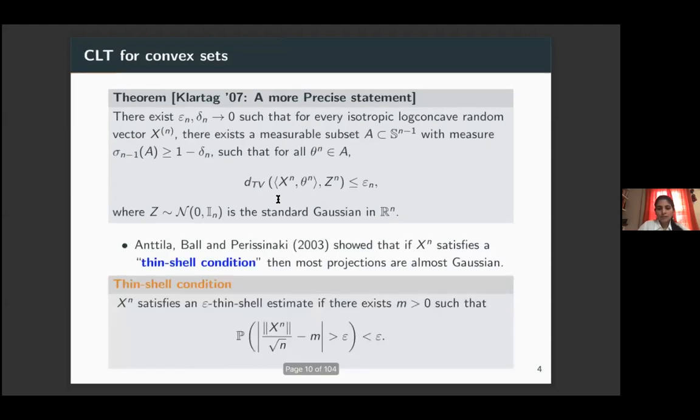So what is this thin shell condition? This thin shell condition is just a condition on the norm of the vector, suitably normalized by root n, being close to 1, typically in the isotropic setting, but I'm just writing it in a slightly more general form if you're not normalizing it in the isotropic way. So then you're just saying that the scaled Euclidean norm of the random vector concentrates in a suitable way. So if you have that thin shell estimate, then you know that you have projections that are Gaussian.